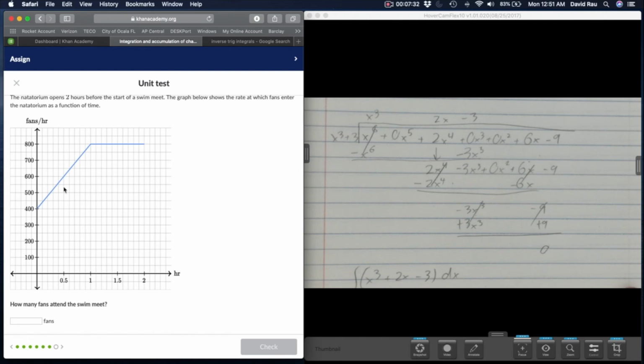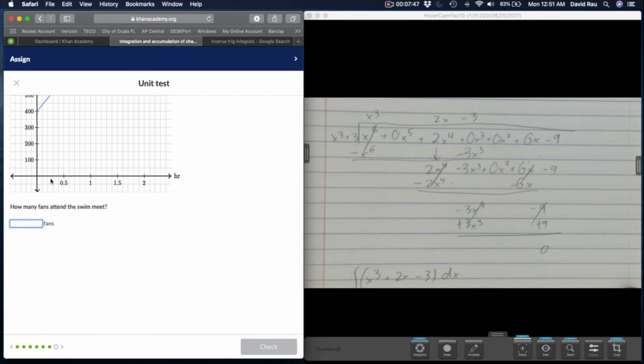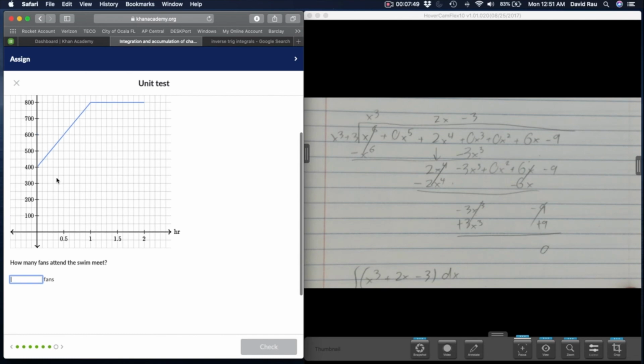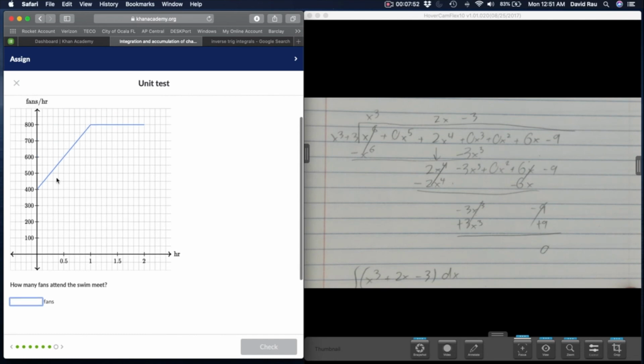And you've got a trapezoid here. So from 400 to 800, if you average that out, you'll be at 600. So we have 600 in the first hour, we have 800 in the second hour. So 600 plus 800, 1,400.